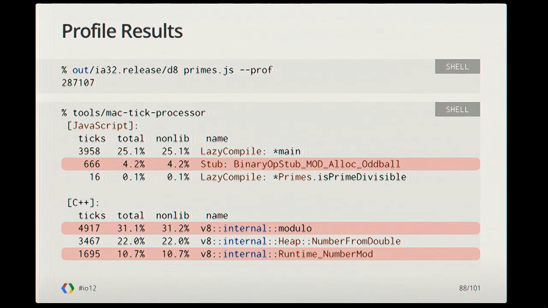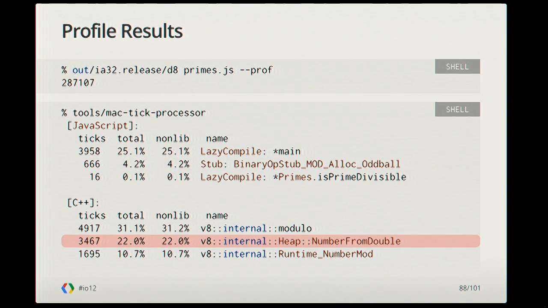If you look at the other items that show up in this profile, this is weird. We're spending time doing a binary op stub with an oddball. An oddball, remember I told you those are things like true and undefined and null? We don't have that in our code. That's kind of strange. And we're spending a lot of time in library code doing modulo, which is also strange. We should be able to inline that as well.